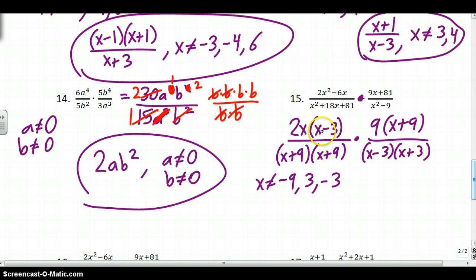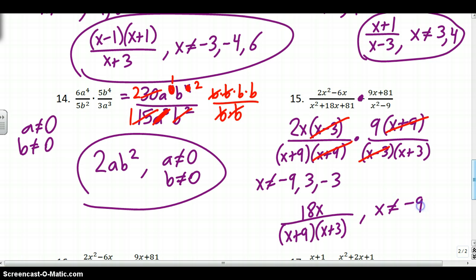Now we may cancel. A 2 and an x, there's nothing really in the denominator that cancels with that. x minus 3 does cancel. The 9 does not cancel, even though there is a 9 here. Remember, that's an x plus 9. It's different than 9. And an x plus 9 does cancel. Doesn't matter which one you cancel out. So, what are we left with? Well, 2x times 9 is 18x over, the only thing in the denominator is x plus 9 times x plus 3, as long as x is not negative 9, 3, or negative 3.